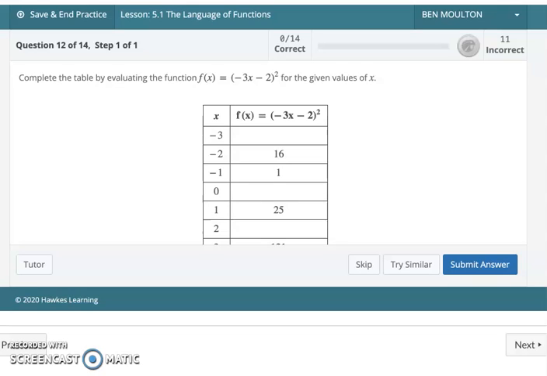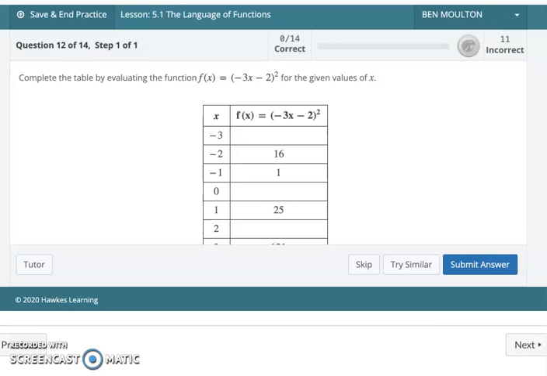Hi everyone, this is section 5.1, the language of functions. I don't think this section is going to give a whole lot of grief to you. For example, this first problem, we're going to complete a table by evaluating this function, f of x equals the quantity of negative 3x minus 2 quantity squared.